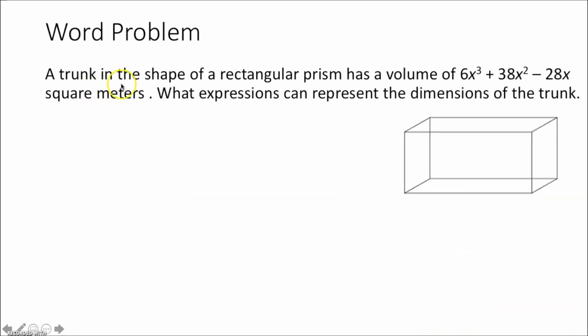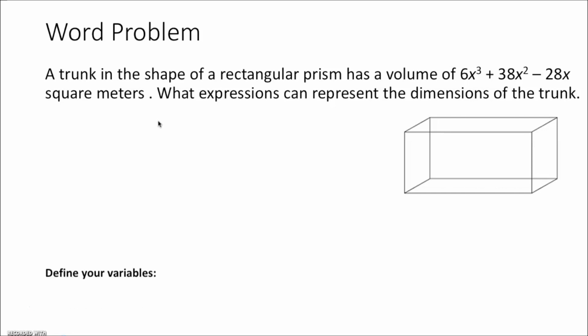Now our word problem says a trunk in the shape of a rectangular prism has a volume of 6x cubed plus 38x squared minus 28x square meters. What expressions can represent the dimensions of the trunk? Okay, step 1 in the word problem. We're not scared. We can do this.